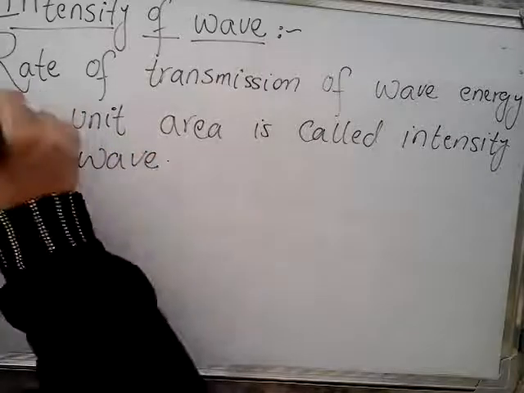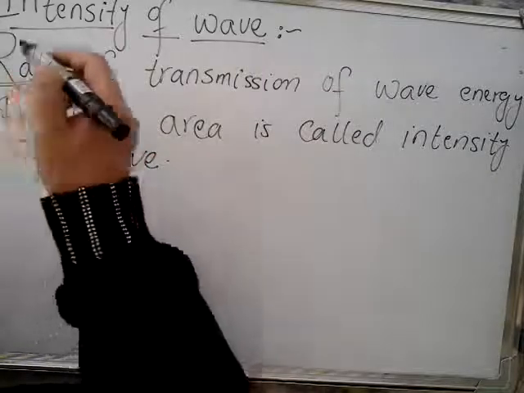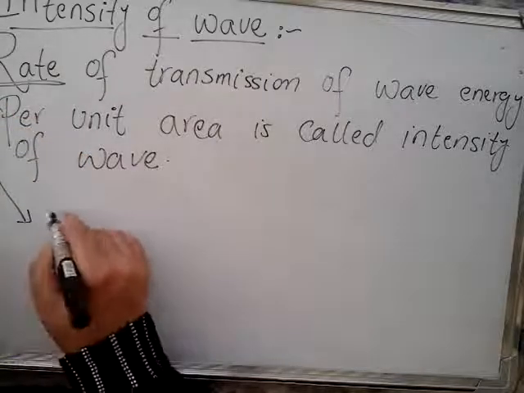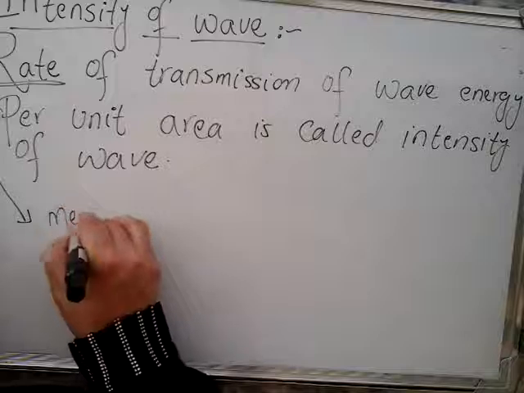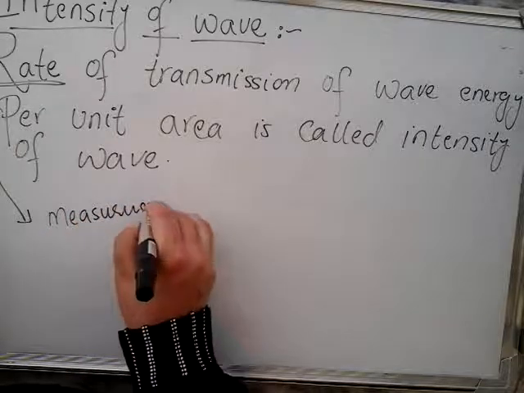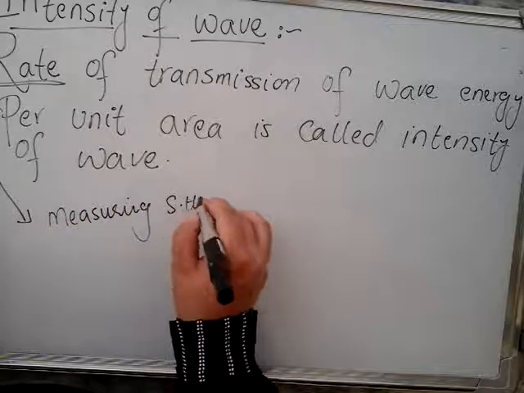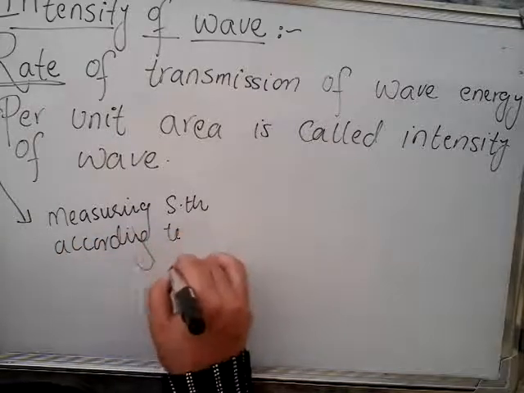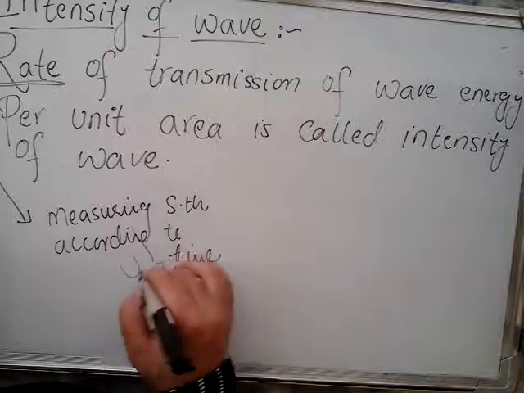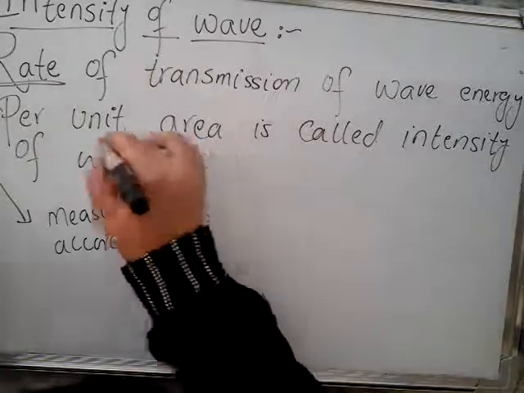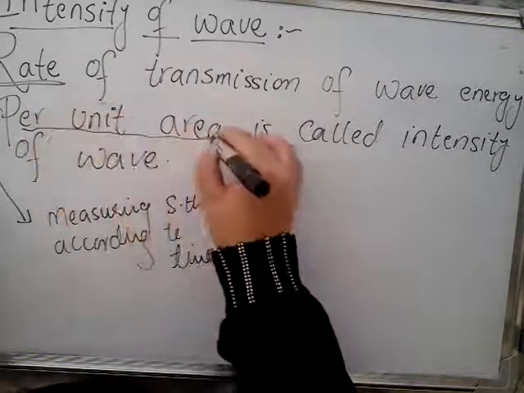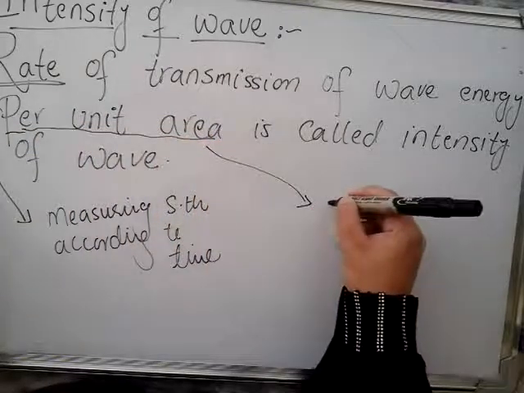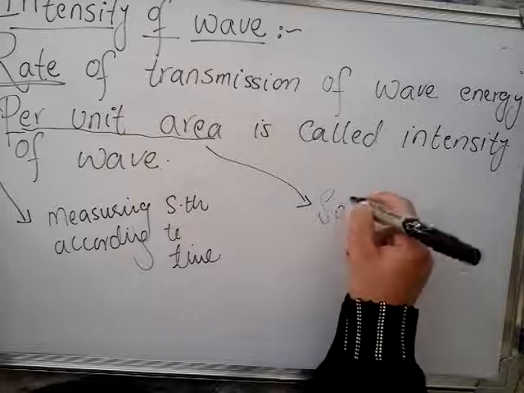Here, the rate, in physics, I already told you that rate always means that when you measure something related to time. When you are measuring something according to time, this is called rate. And per unit area, here we have to consider the per unit area as the spherical area.